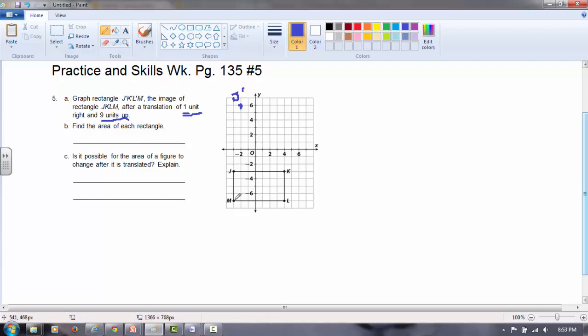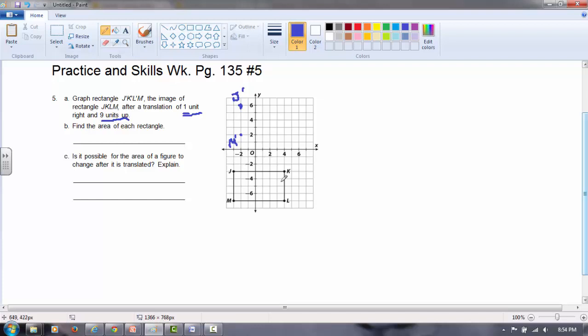Okay, we're going to do the same thing with the M. So we're going to go up 9 units. So here's 7, there's 8 and 9, and then we're going to shift over to the right. And I'm going to mark that one, and we're going to label it M prime.